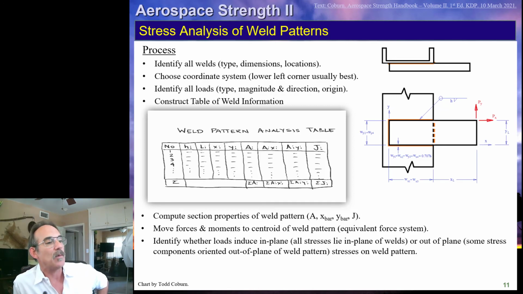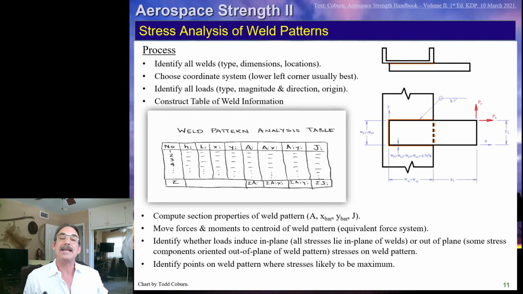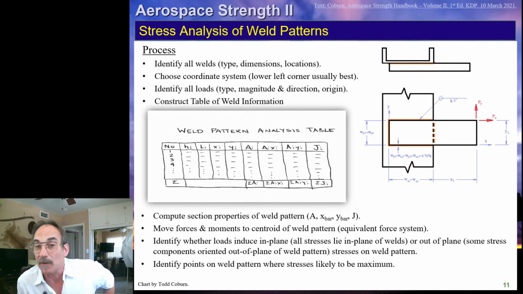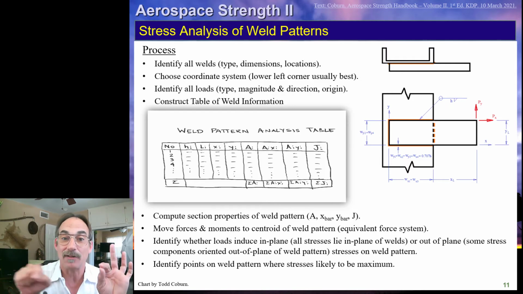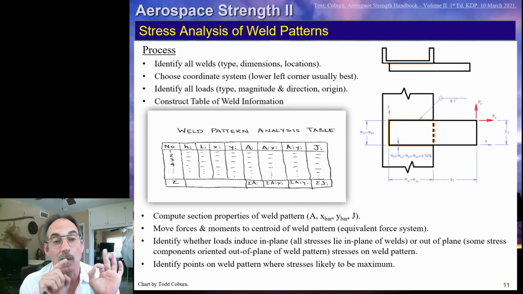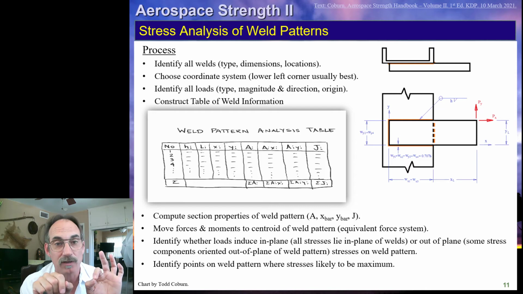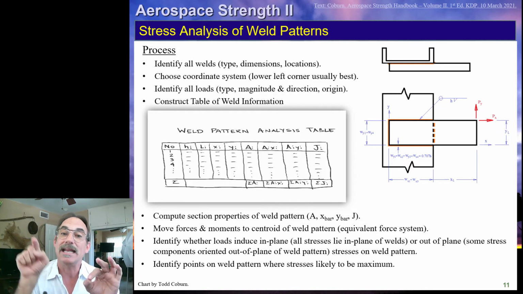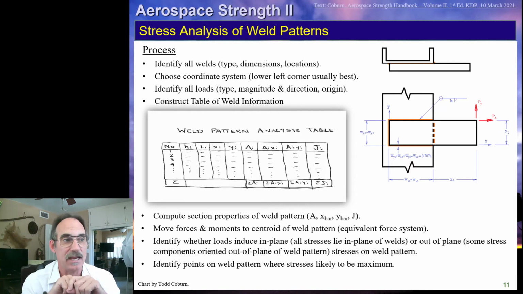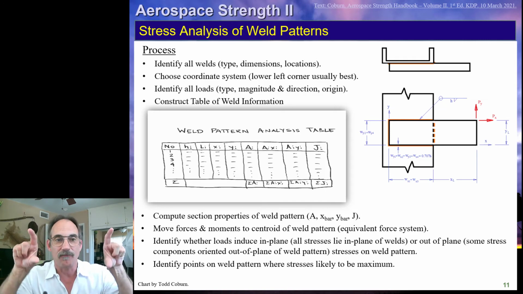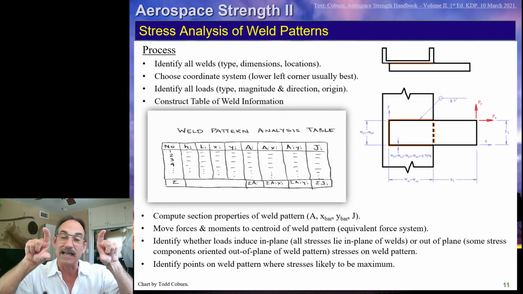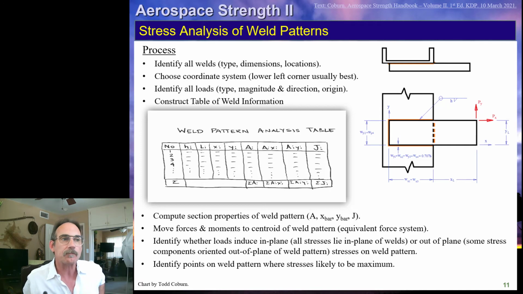Once we've identified whether it's an in-plane or out-of-plane weld pattern, we then identify which points need to be analyzed. Now, with bolts, that was easy because we're just going to calculate a stress at each and every bolt. With welds, it's harder because before we used the X-bar and the Y-bar at the center of each weld, but when we calculate stresses, we're going to need the extreme points' locations. For example, in this case, the four corners of the weld, any of those might be critical.